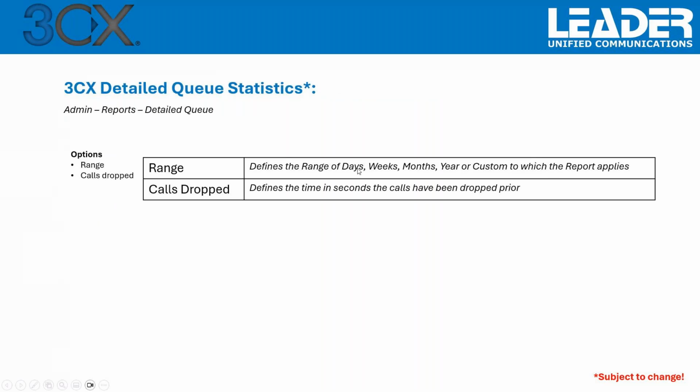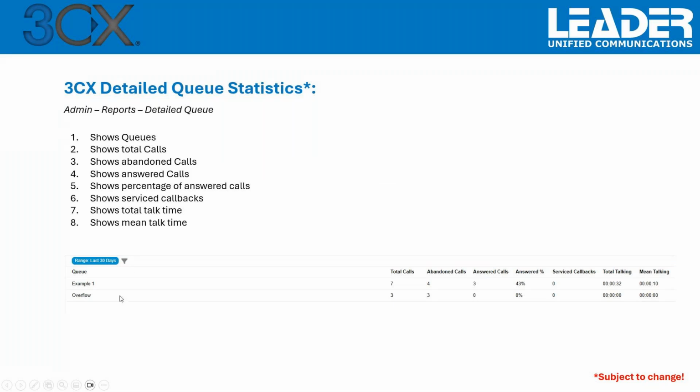Detailed queue statistics, again, we have the range. We want to have the report created of the queue, and then we have the calls dropped time to exclude calls that are dropped too early. Now we see here it shows all the queues again. So if we have 30 queues, it would show 30 rows. It shows the total calls per queue, the total abandoned calls, the answered calls of each queue, the answered in percent, so the percent of answered calls compared to the calls that came in. And then we see the serviced callbacks, the total talking time, and the mean talking time.